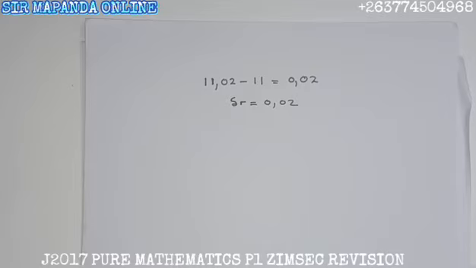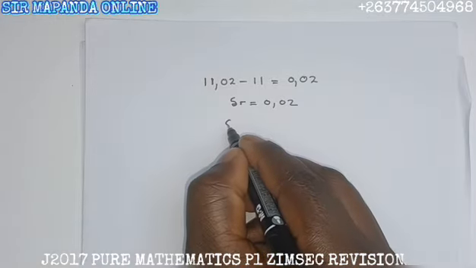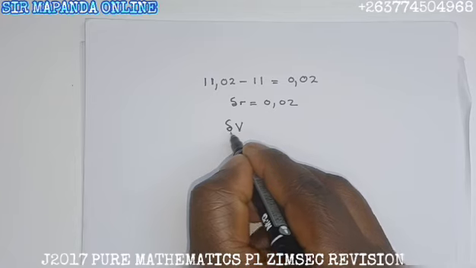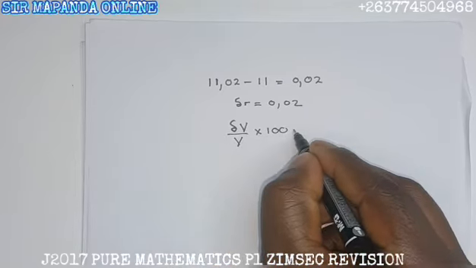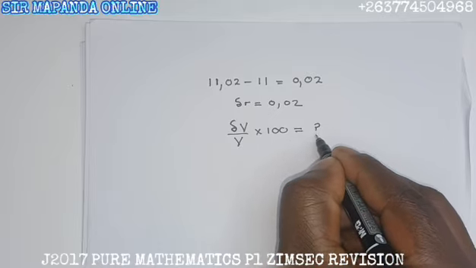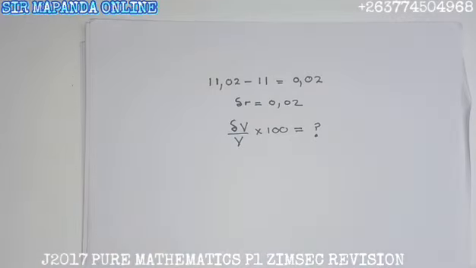So determine the percentage increase in volume of the globe, 6 marks. So the percentage increase in volume is denoted as delta V over V times 100. So delta V over V times 100 is the percentage increase in volume. But we are given 0,02 as the change in radius, not percentage change in radius, but as the change in radius. I hope you are following.